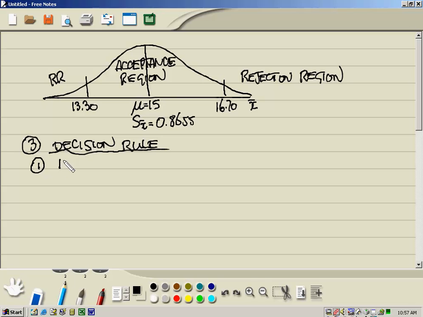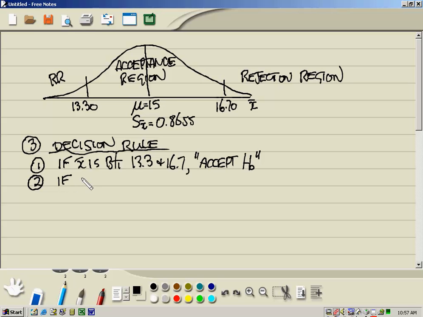Okay, so if x bar is between 13.3 and 16.7, right now we'll say, and we'll change it up later to make it more accurate, we'll say we'll accept the null hypothesis as being true. And again, down the road we will put some verbal interpretation of what that means.